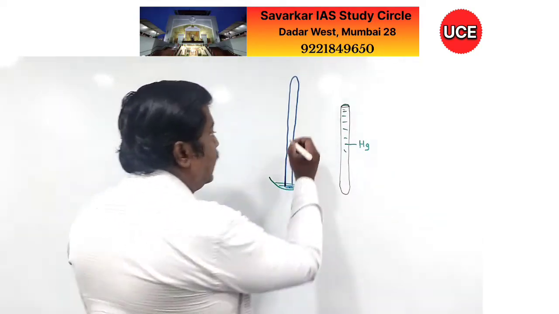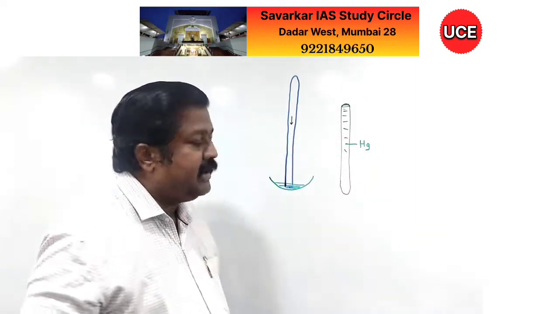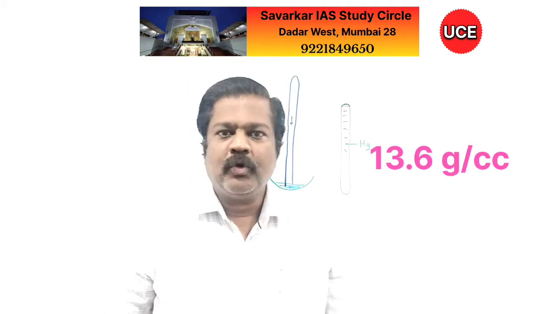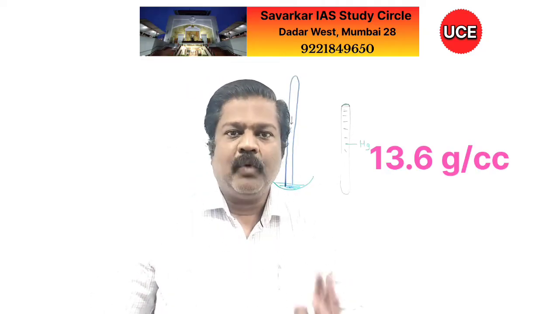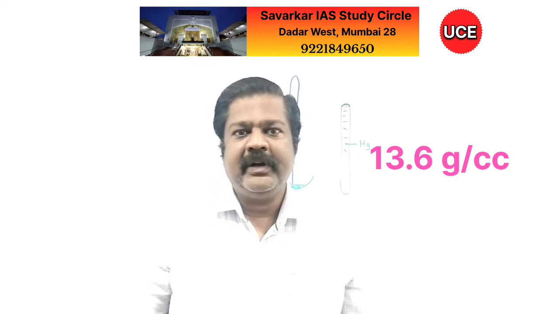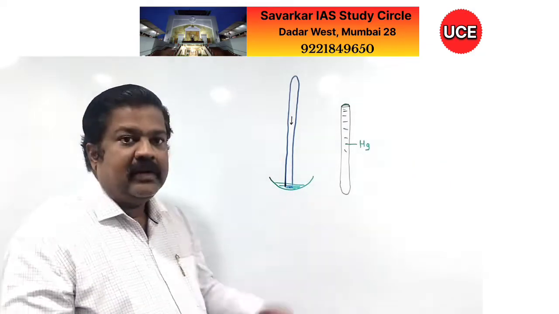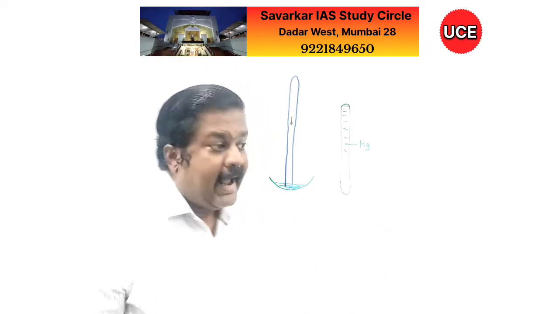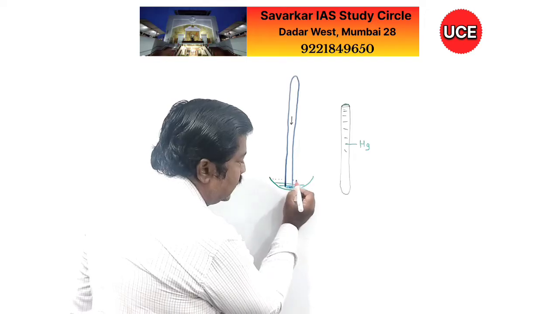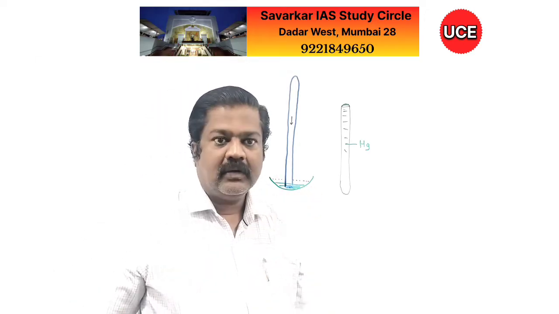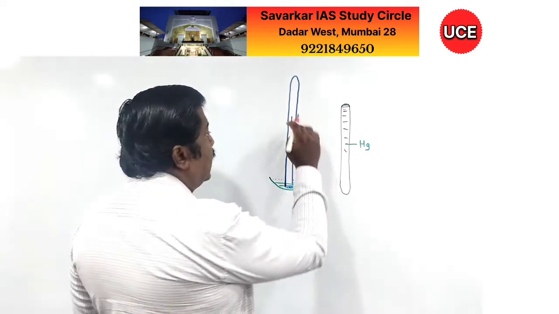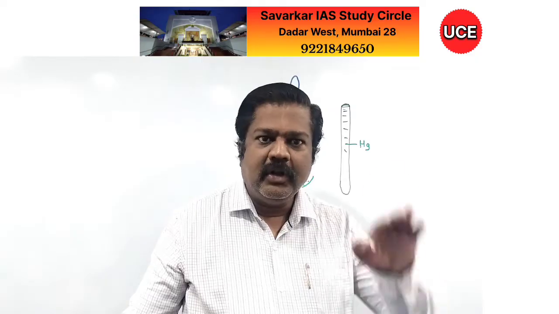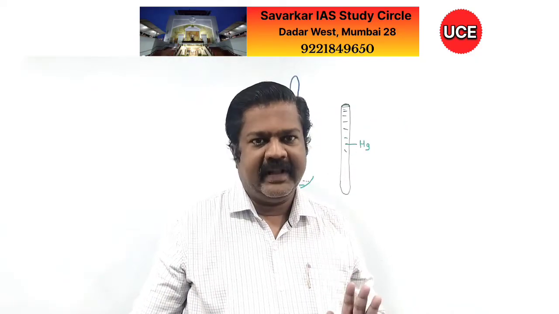Now what is the expected thing? Because of gravity, all the mercury should come down. Mercury has a very high density. Density means mass upon volume. So it has a density of more than 13 gram per cc, cubic centimeter. So we are expecting that mercury should go down and the level here should get increased this way. But practical data shows that it is not happening 100%. Mercury is going down, but only to a little extent.